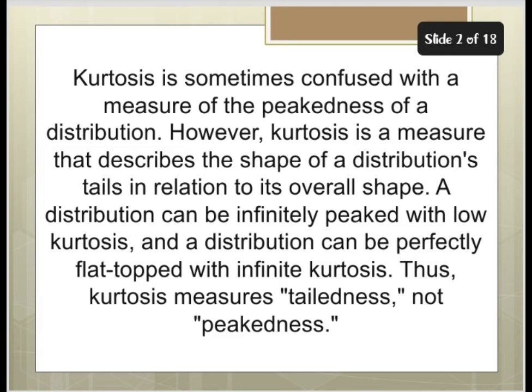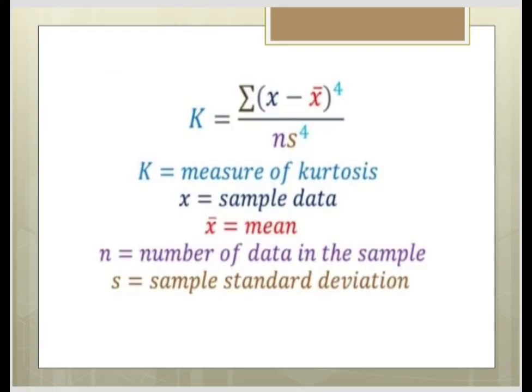Kurtosis is sometimes confused with a measure of the peakedness of a distribution. However, kurtosis is a measure that describes the shape of a distribution's tails in relation to its overall shape. A distribution can be definitely peaked with low kurtosis, and a distribution can be perfectly flat-topped with infinite kurtosis. Thus, kurtosis measures tailedness, not peakedness.